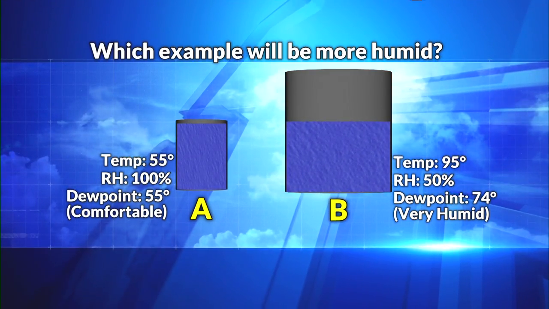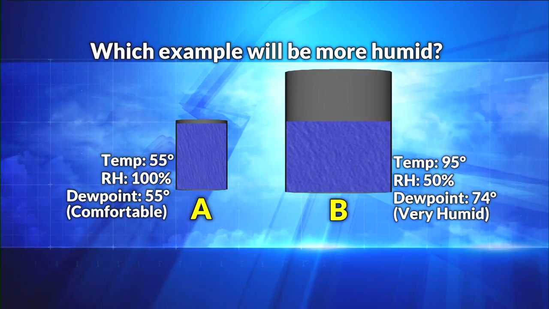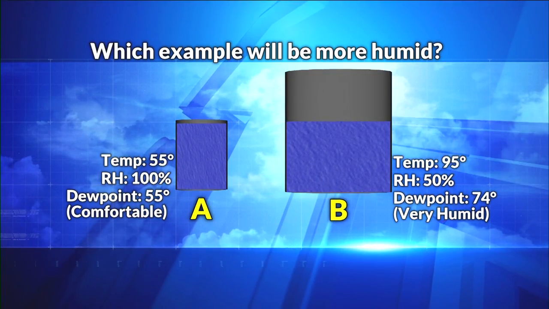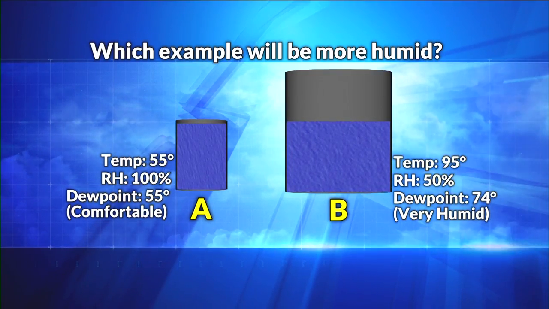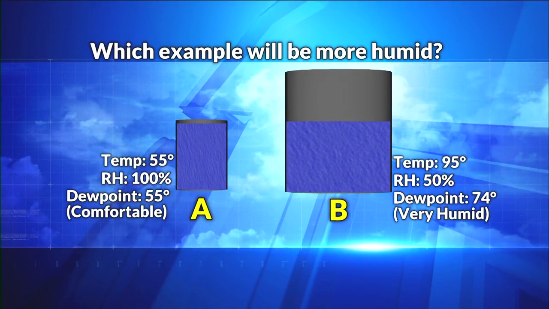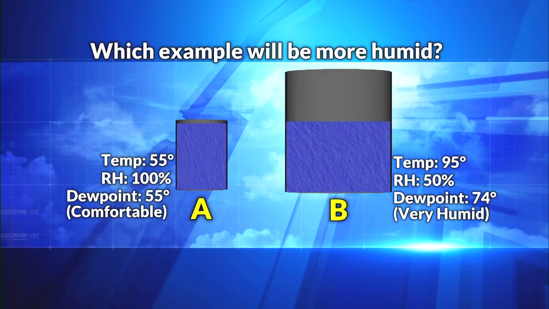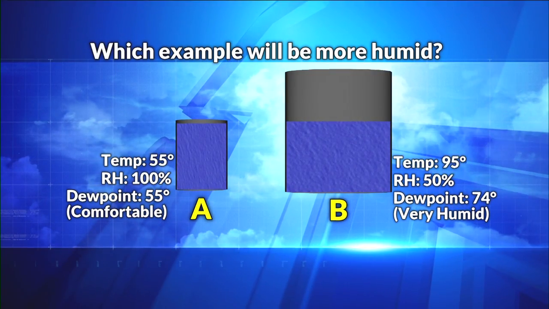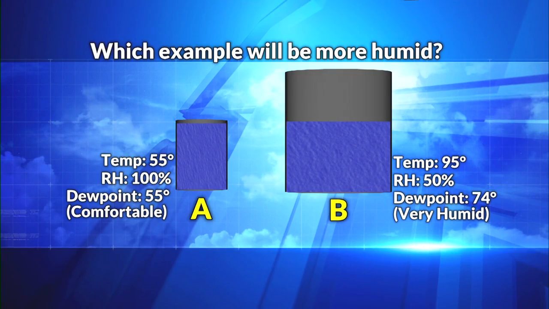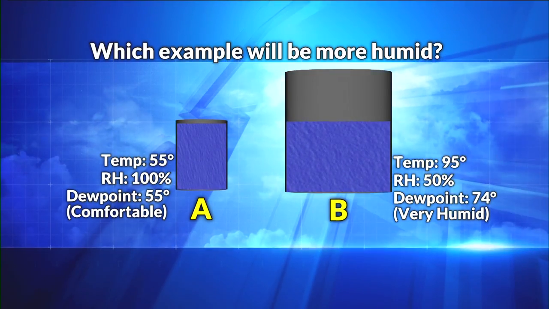If you chose B, well done. Absolutely. And again, for the reason that we just talked about, the dew point is 55 in cylinder A, which is lower than in cylinder B. And as we said, even though the relative humidity is 100%, cylinder B is more humid because the dew point is higher. But cylinder A is more saturated because the relative humidity is higher.